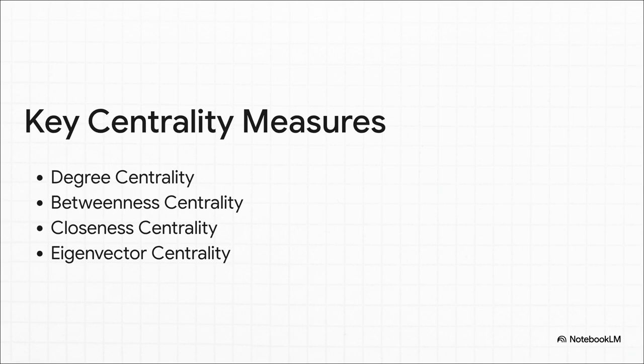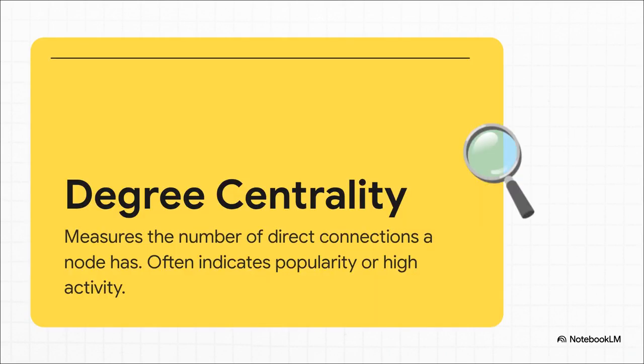And what's so cool is that each one tells a totally different story about what it means to be important in a network. First up is degree centrality. This one's the most intuitive. It's literally just a count of how many direct connections somebody has. You can think of it as a popularity contest. High degree centrality usually means you're pretty active or well-known in that network.